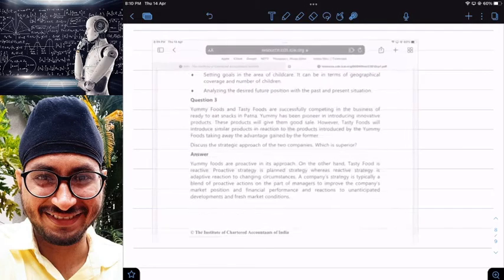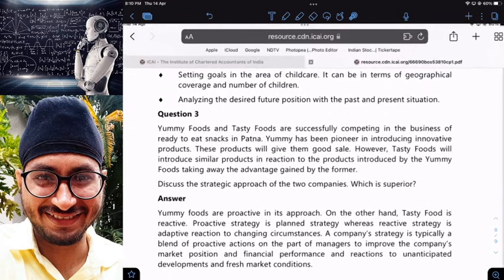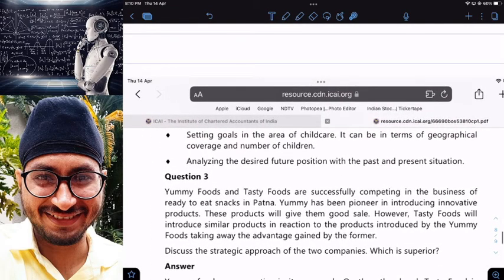See this. This is the question. Yummy Foods and Tasty Foods are two companies who are successfully competing in the business of ready-to-eat snacks in Patna. Yummy has been a pioneer in introducing innovative products.